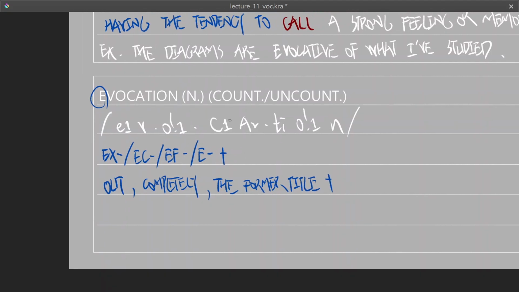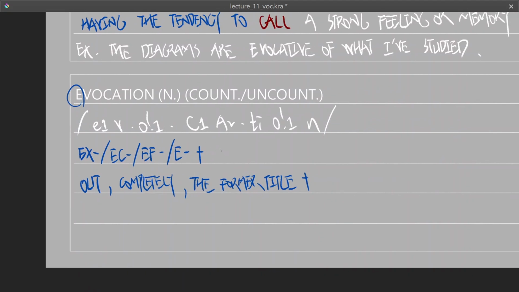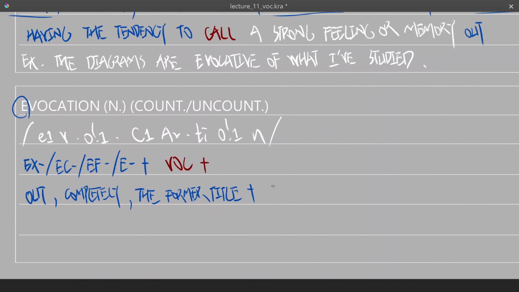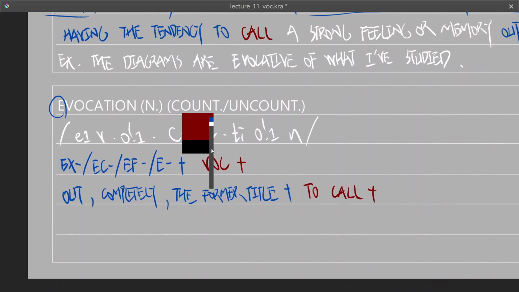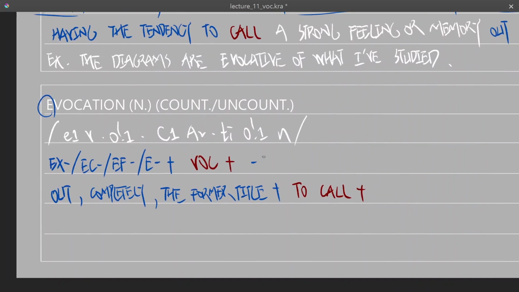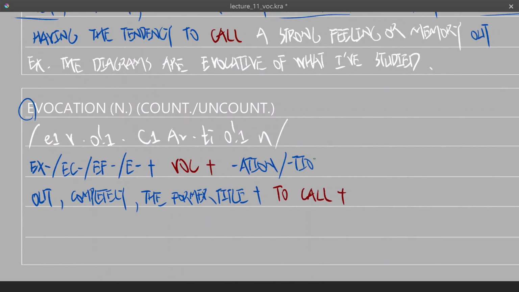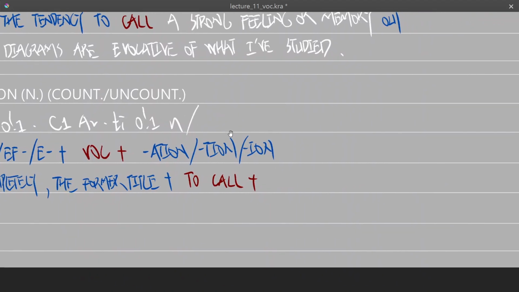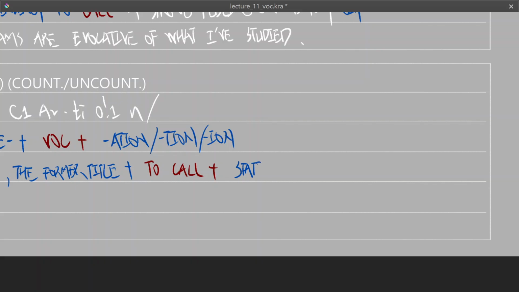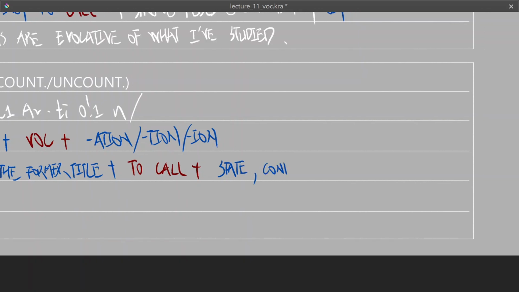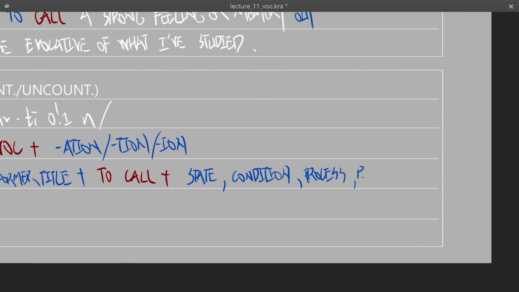And we have the root voc, meaning to call. And lastly, we have the noun suffix ation, or ion, meaning state, condition, process, or result.